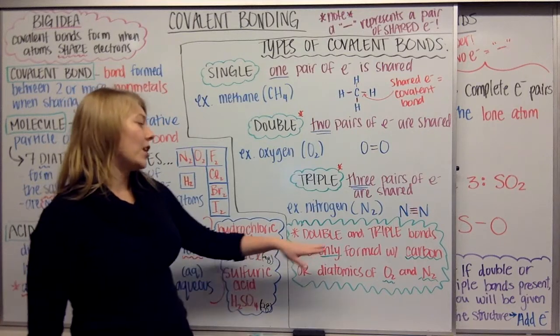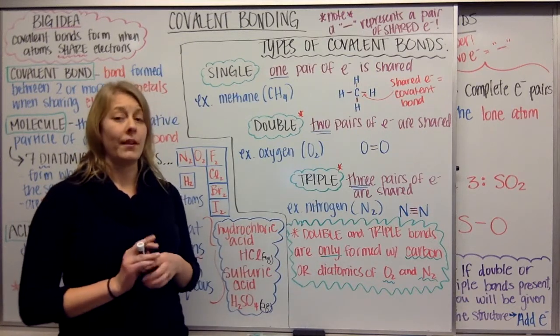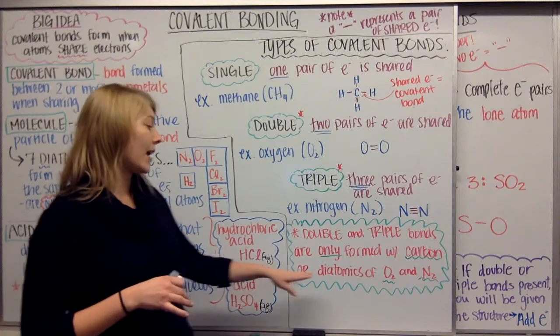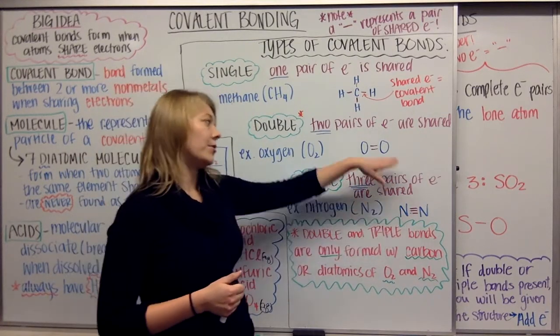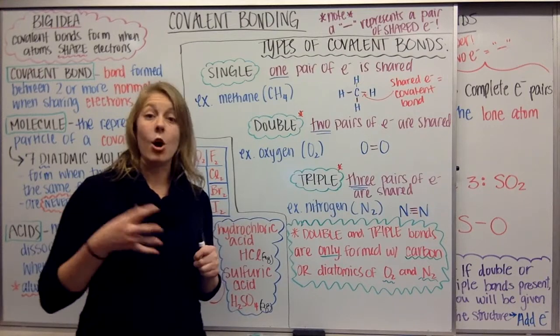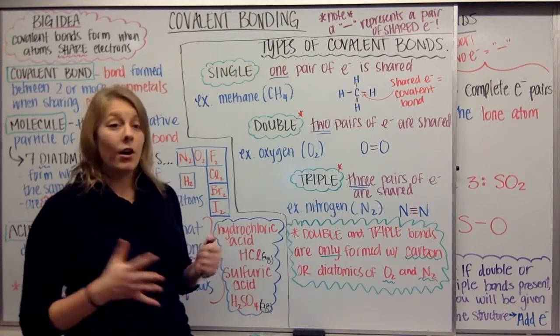Now, one important thing to note is that double and triple bonds are only typically formed with carbon and diatomics of O2 and N2 involved. So N2, O2, we'd see it with CO2, N2O, right?